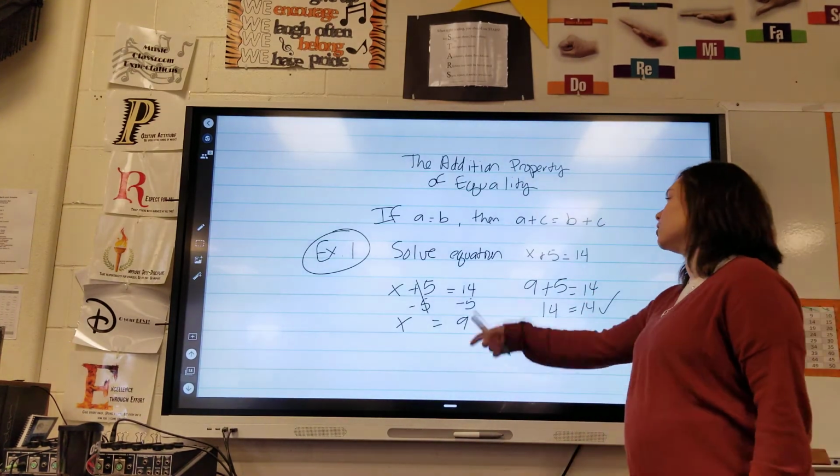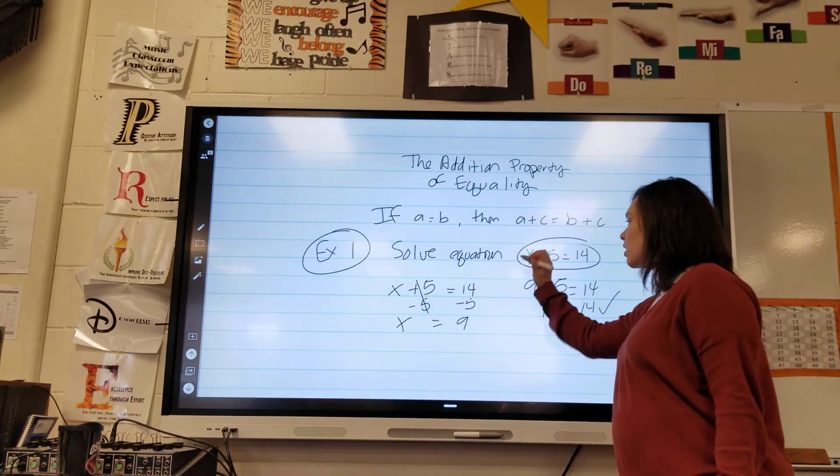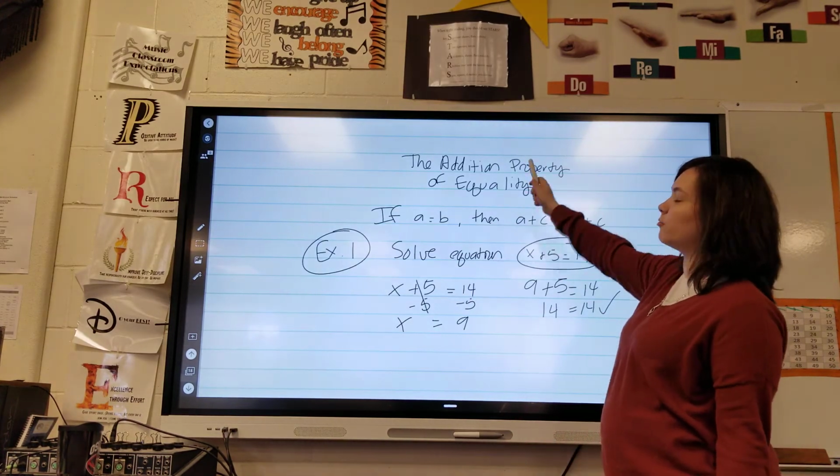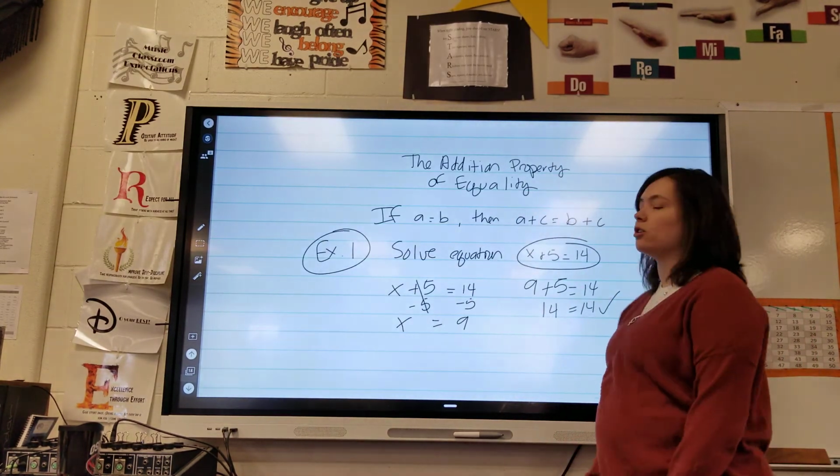Your homework is going to be all doing this. You're going to be finding an equation that you have to solve for, solving for it using the additive property of equality, and then checking your answer.